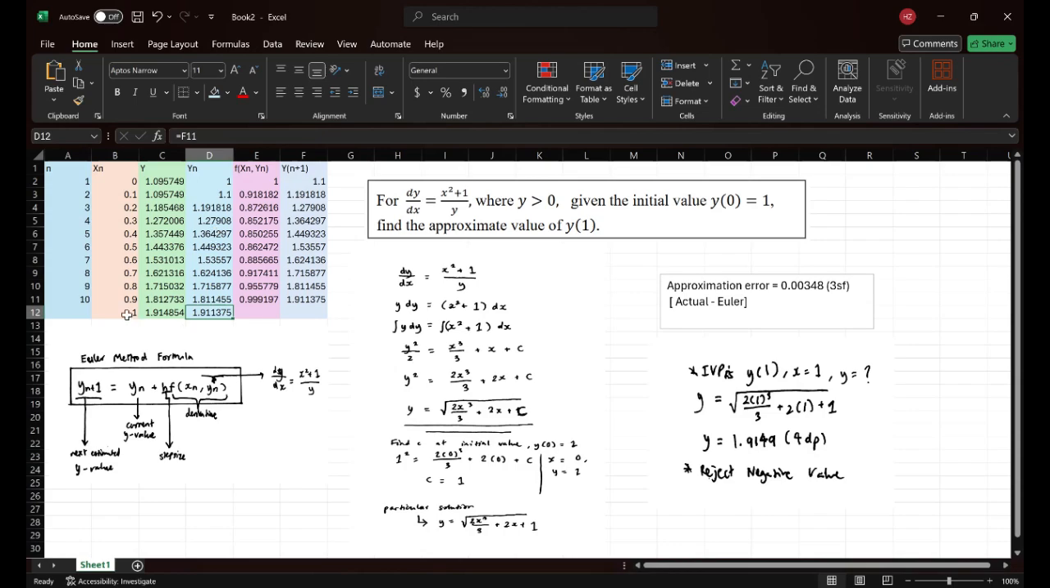At the end of it, when we get to x equals 1, which the question asked for, we got an approximate value of 1.911375, and that is our Euler's approximation using the method.